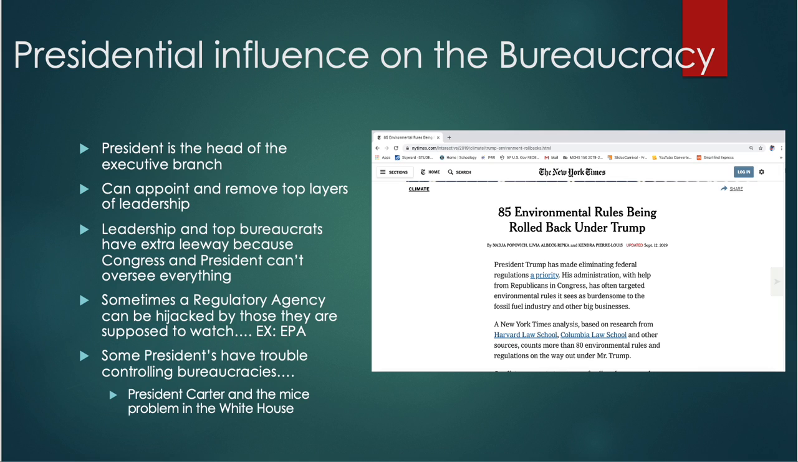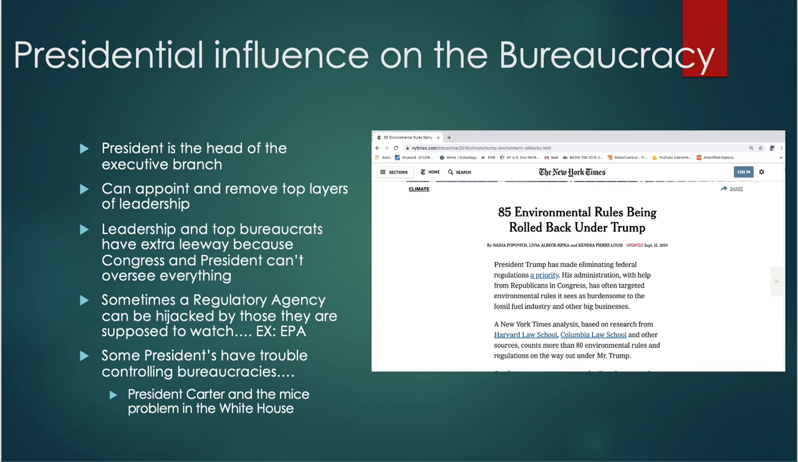The president also has a huge influence on the bureaucrats and the bureaucracy. They are the head of the executive branch, and they appoint all the top leaders, and they can remove those top leaders. The leadership and the top bureaucrats have extra leeway sometimes, though, because Congress and the president can't really oversee everything. So again, they are appointed, and they can then kind of run their departments the way they would like. But again, they must follow the goals, hopefully, of the administration. And if they don't, that could lead to their termination.